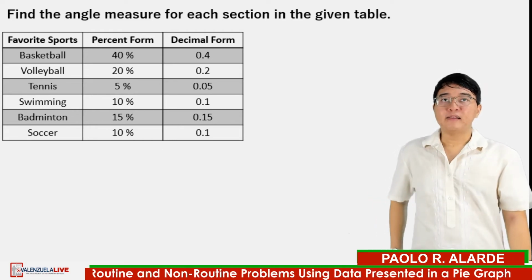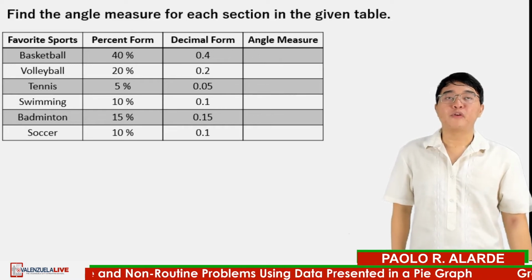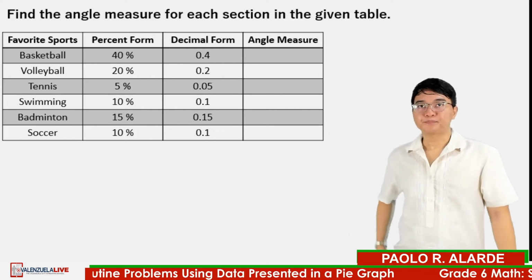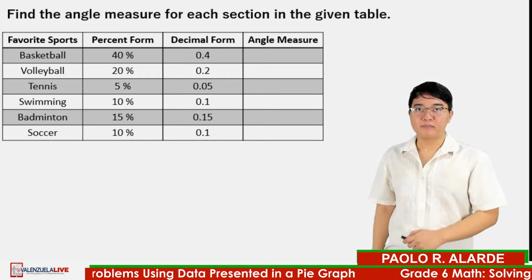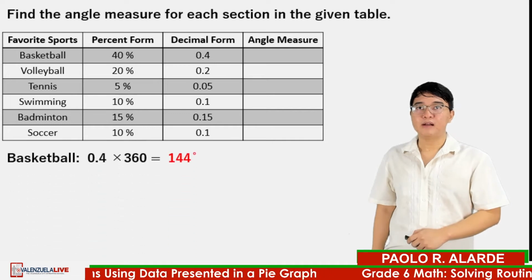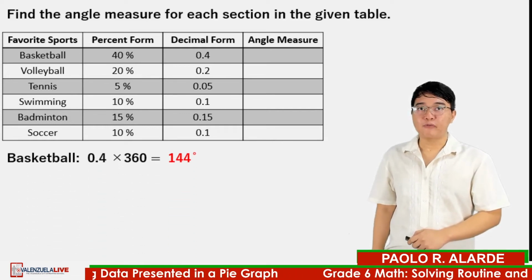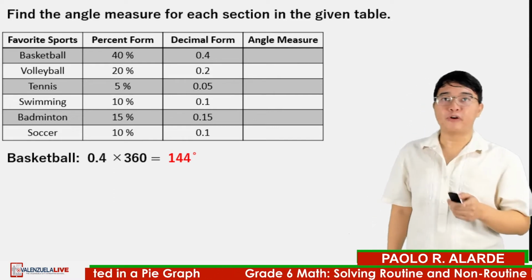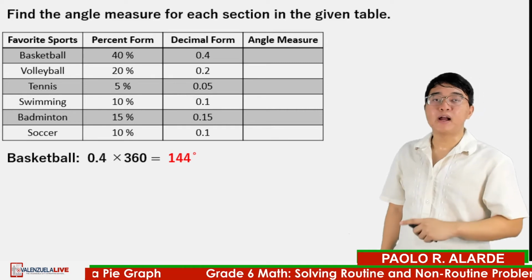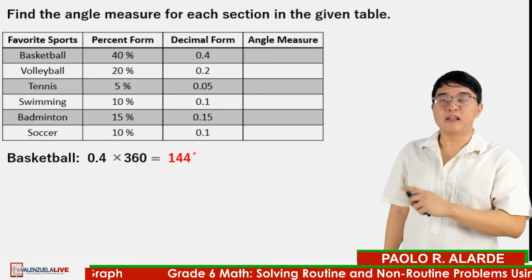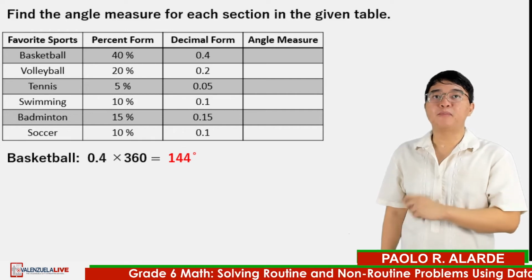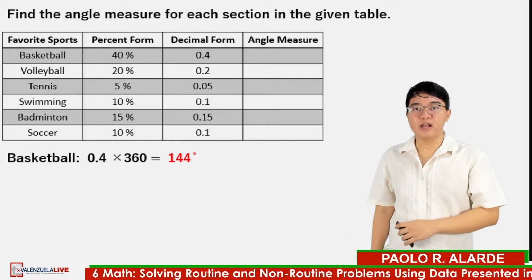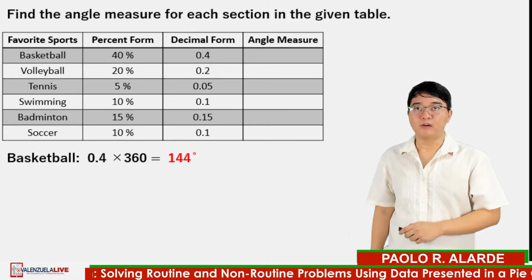Now, let us put another column for the angle measure of each type of sports. Okay, let's try to solve it. For basketball, we have to multiply 40% by 360 degrees, or the decimal form, which is 4/10, by 360 degrees. And after multiplying it, we will get a product of 144 degrees. So 4/10 times 360 is 144 degrees.